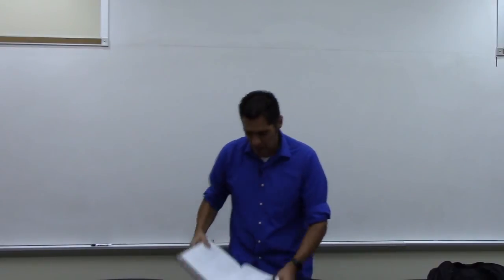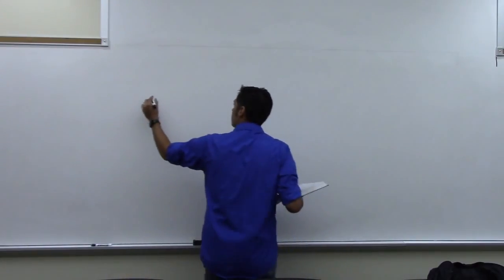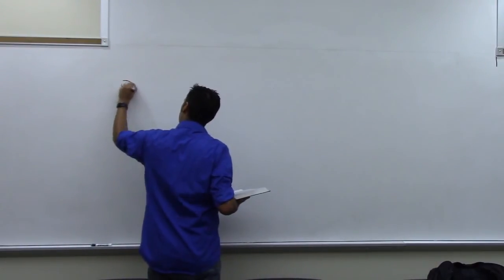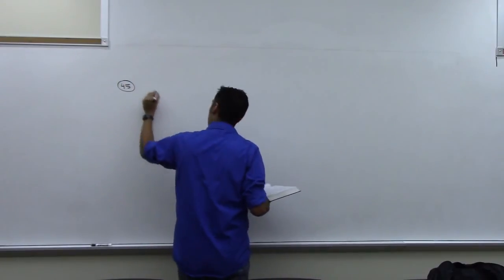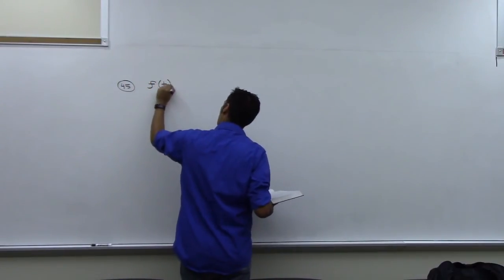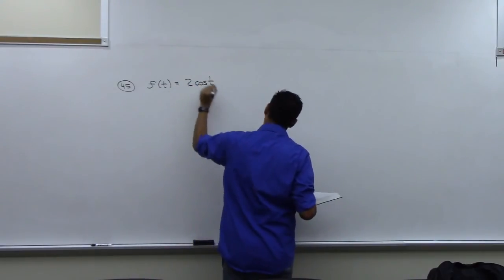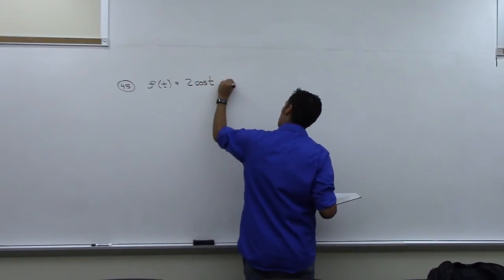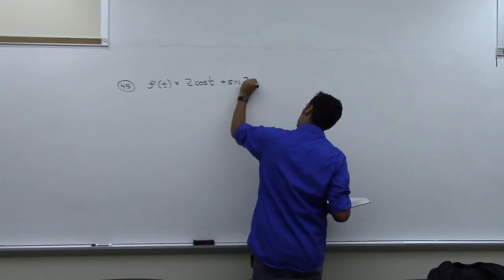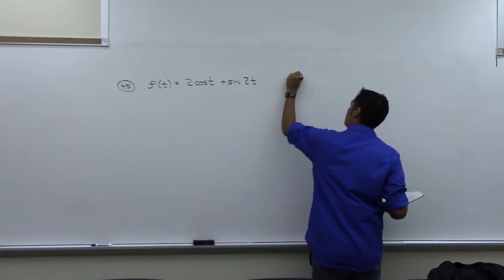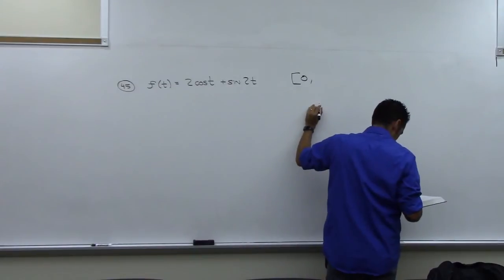This will be the last one that I do. 45. You have f of t equals 2 cosine t plus sine 2t, and you're on the interval 0, pi over 2.